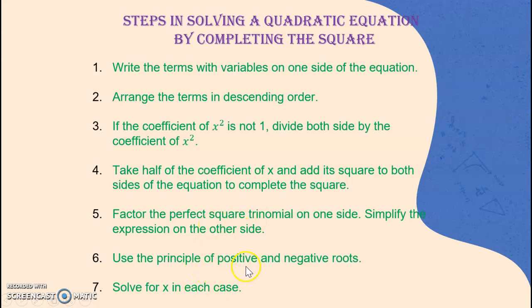Use the principle of positive and negative roots or the principle of square roots. Then solve for x in each case. Then sa last is yung checking. So yung x na variable na sinasabi dito, this is just the general representation, no? But sometimes there are other variables that are used also. So basically this is just a representation. So sometimes again, reminding everyone that you can use any variable. Depends on what the given is.